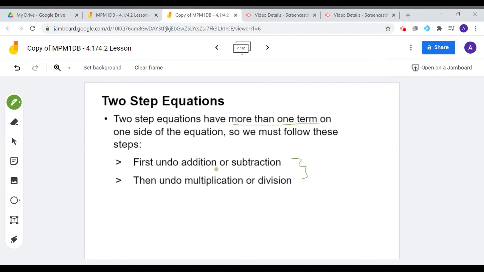First, we should undo addition or subtraction. Then we should undo multiplication or division. This is kind of opposite to BEDMAS, so just keep that in mind. And that's because when we do BEDMAS, we know a value and we're trying to evaluate an equation, but when we are isolating for a variable, we're kind of undoing the BEDMAS, okay?